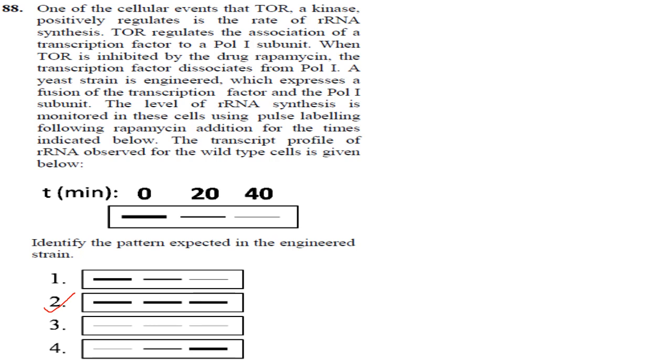Now in the engineered strain, a fusion of the transcription factor and the Pol1 subunit is expressed. So whether you add the drug or do not add the drug, the transcript profile remains the same. Whereas in the wild type, it decreases with time. That is why here in the wild type, it is decreasing with time. Whereas in option 2, if you see, it is showing the same. Whether you add the drug or not, it remains the same because it is a fusion construct.